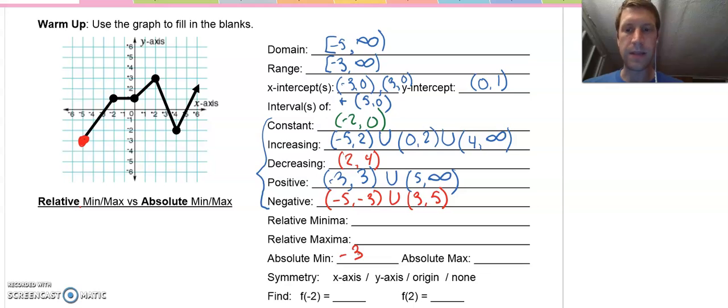The absolute maximum is the highest point, and because this goes forever, there isn't a single point where I could point to and say, okay, that's the highest point, because you could just go a little bit higher, and then somebody else could go a little bit higher, and you could do that forever. So there is no absolute maximum.